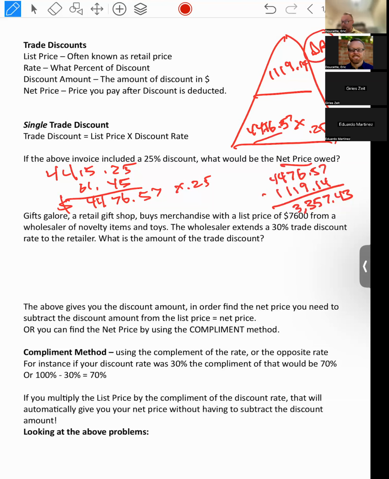And I had 30 days to pay the $3,357. But I saved almost $1,100. I saved over $1,100 because they gave me that discount right off the bat.